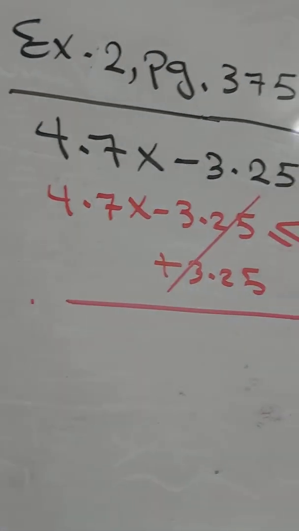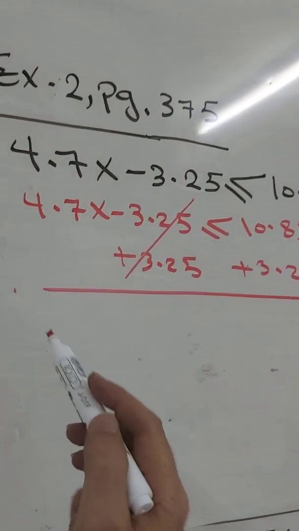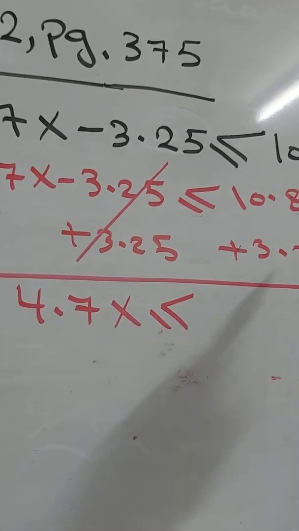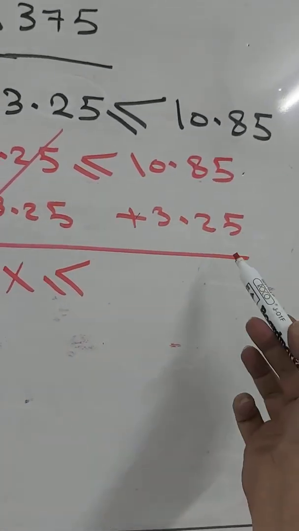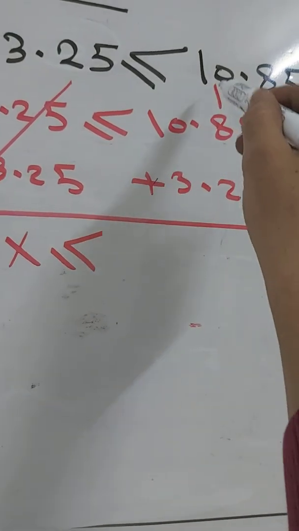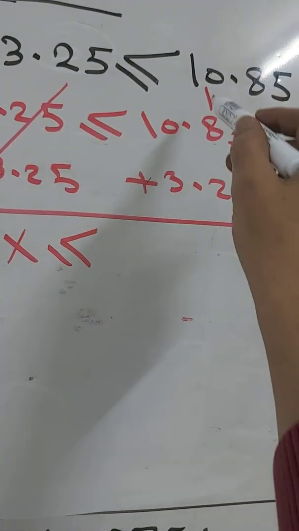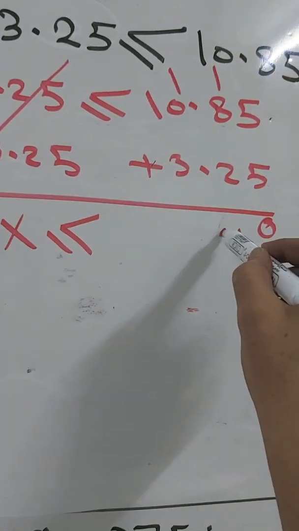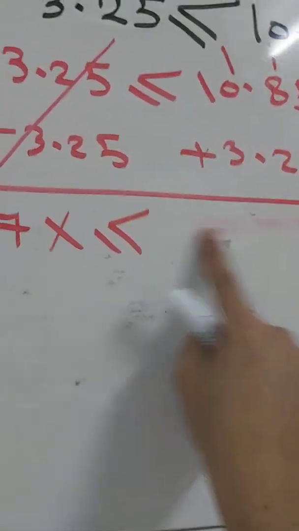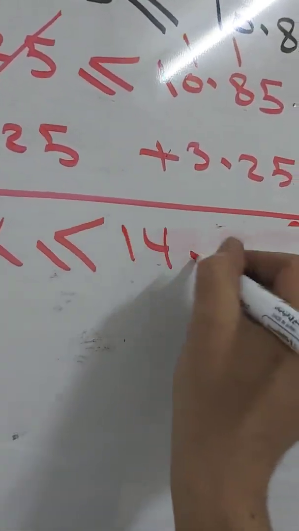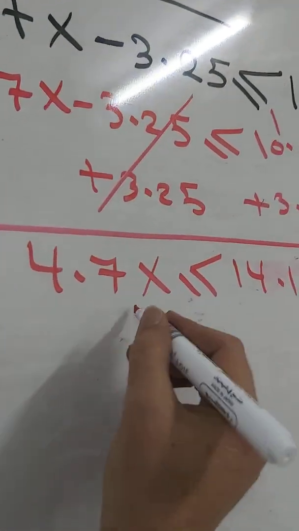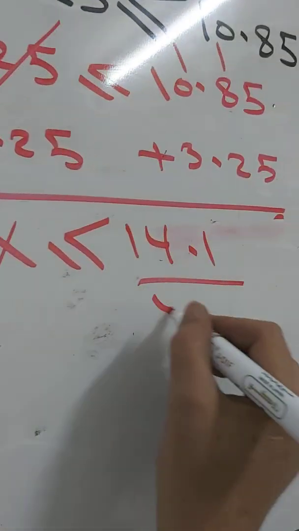Negative 3.25 plus 3.25 is 0, still 4.7x. And the inequality sign comes down, and here we add these two numbers. 5 plus 5 is 10, 0 with 1. Here 9 plus 2 is 11. The decimal comes down, and here 4, and here 1. So it's 14.1. Now I will divide both sides by 4.7.